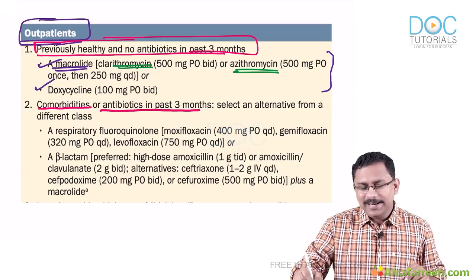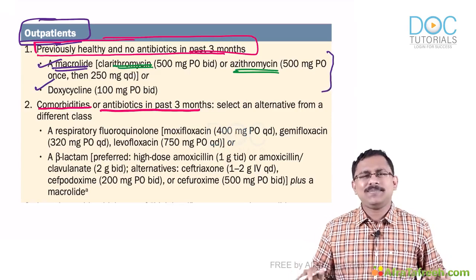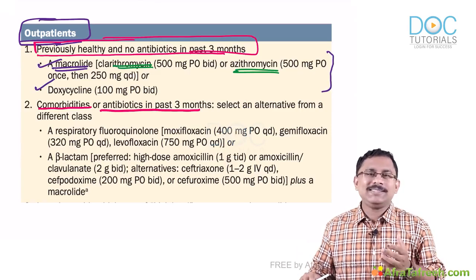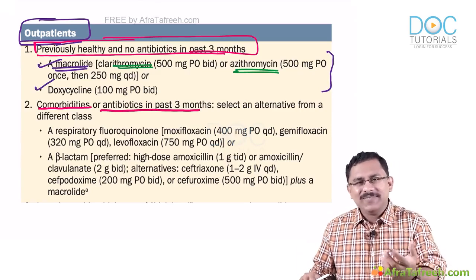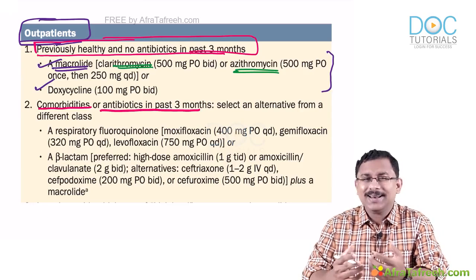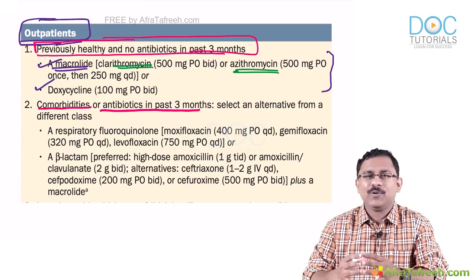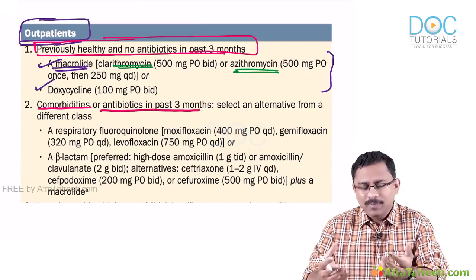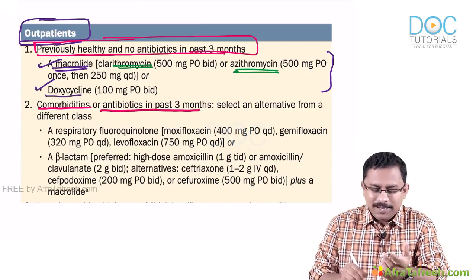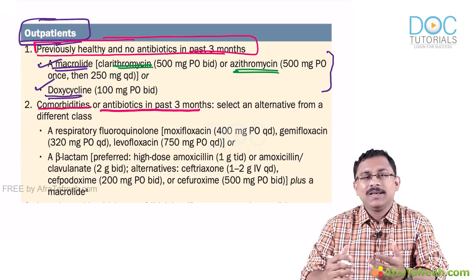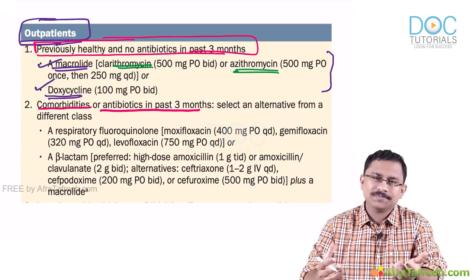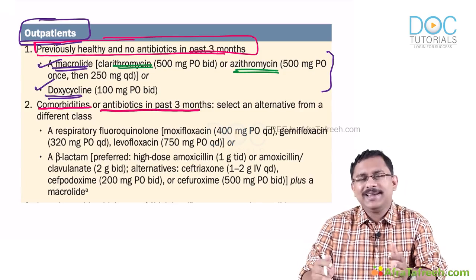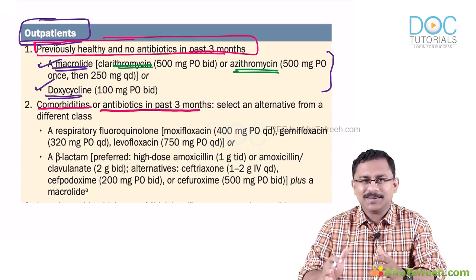Now, you might ask me, then what about beta lactams? Don't you give beta lactams? The point is, the problem with beta lactams is that the atypical coverage is not there. If you have a mycoplasma or a chlamydia, that will not be covered. Whereas if you have a macrolide or a doxycycline, you are able to combat both the typical group as well as the atypical group, which is why you have not included the beta lactam.